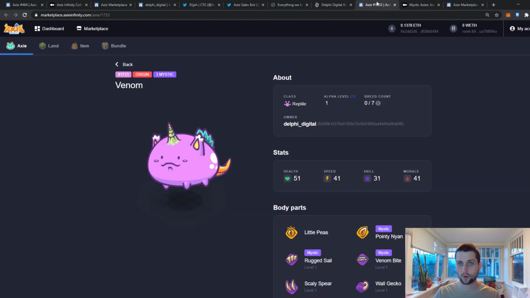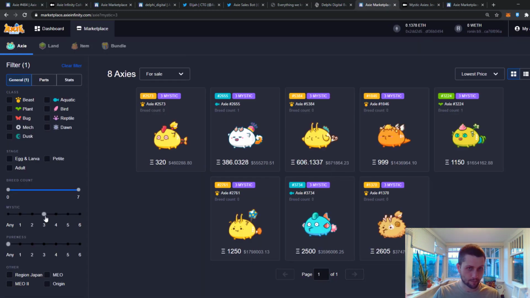Let's just take a look at the floor real quick. So if we go over to three mystic parts, the bottom, the cheapest triple mystic you can get costs almost $500,000.